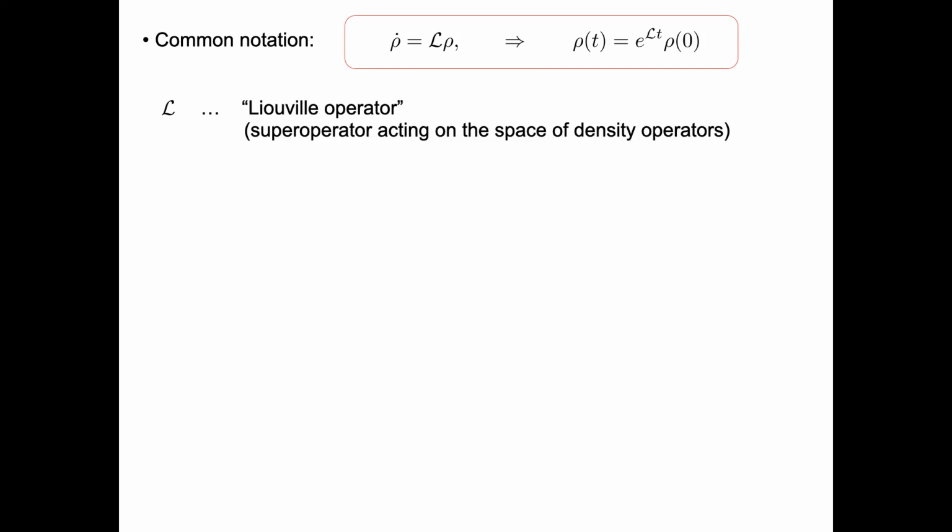Because of this L that I define like here, it's called the Liouville operator, and because it's an operator acting on the space of operators, it's therefore called a superoperator. But in principle, everything we do here is matrix times vector multiplication. And if we have such an equation, rho dot is L rho, we also know the formal solution: it's simply the exponential of L times t acting on the initial state.